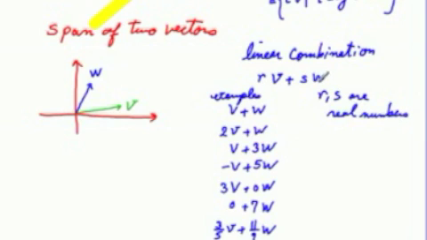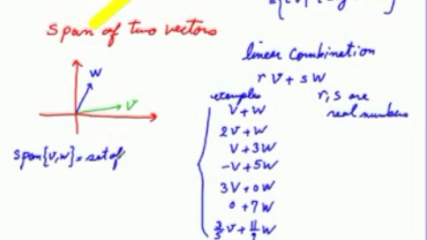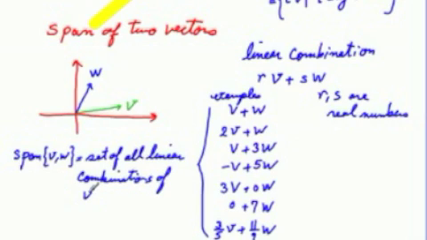Any such thing is called a linear combination. Now, span of 2 vectors is a set of all such things you could make. So if you say span of v and w, that is the set of all linear combinations of v and w.